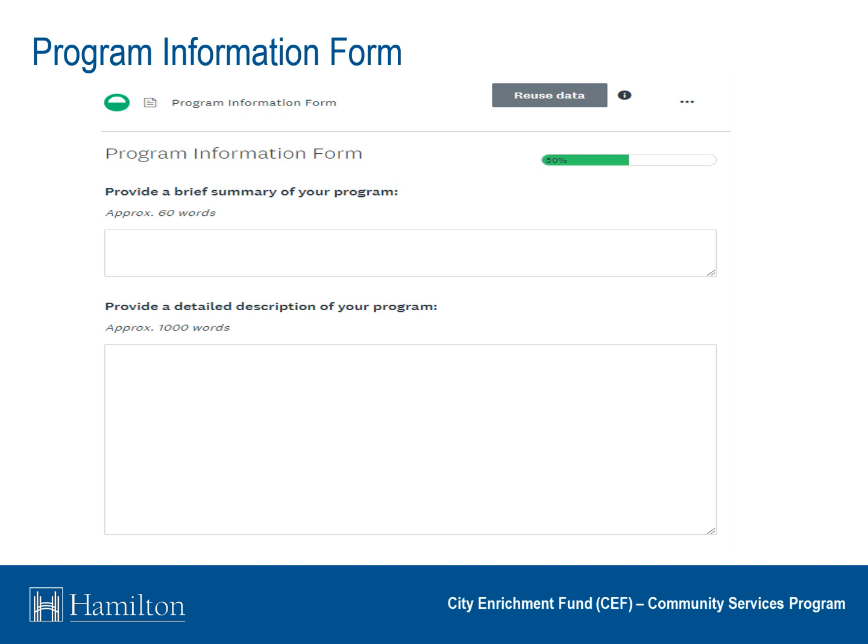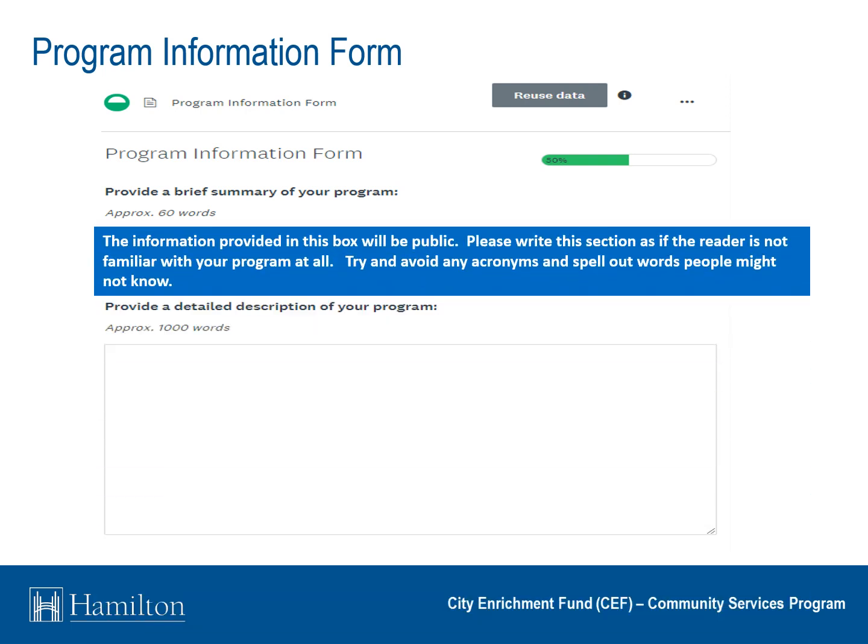Please provide us with a brief summary of your program. The information provided in this box will be public. Please write this section as if the reader is not familiar with your program at all. Try and avoid any acronyms and spell out words people might not know.